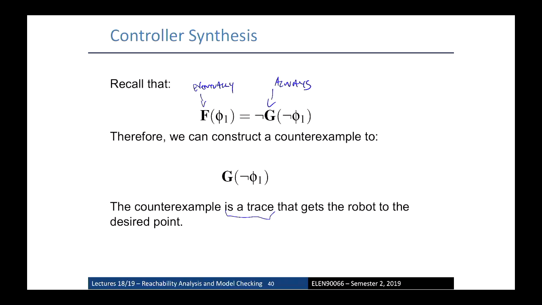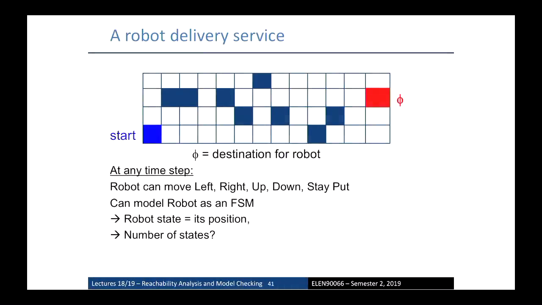Okay, we only need one counterexample to show this, because this is an always property, which is nice, right? We just need to break it once and then we've got a proof. Follow the trace back and we've got the way of doing it. So let's examine a little bit how this can work for our robot delivery service.